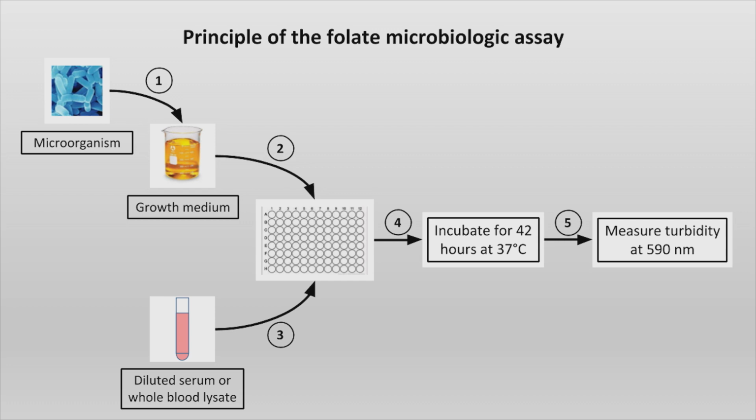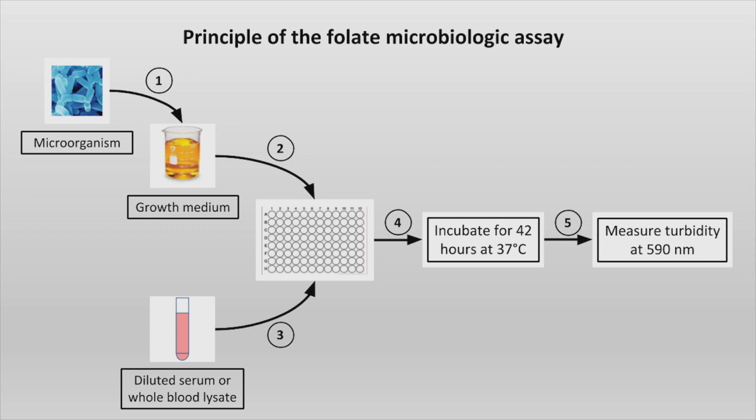We first add the microorganism Lactobacillus rhamnosus to growth medium containing all the nutrients the microorganism needs to grow, except for folate. Step 1. Then, the inoculated growth medium and diluted serum or whole blood lysate are added to 96 well plates, steps 2 and 3. We incubate the plates for 42 hours at 37 degrees Celsius, step 4.